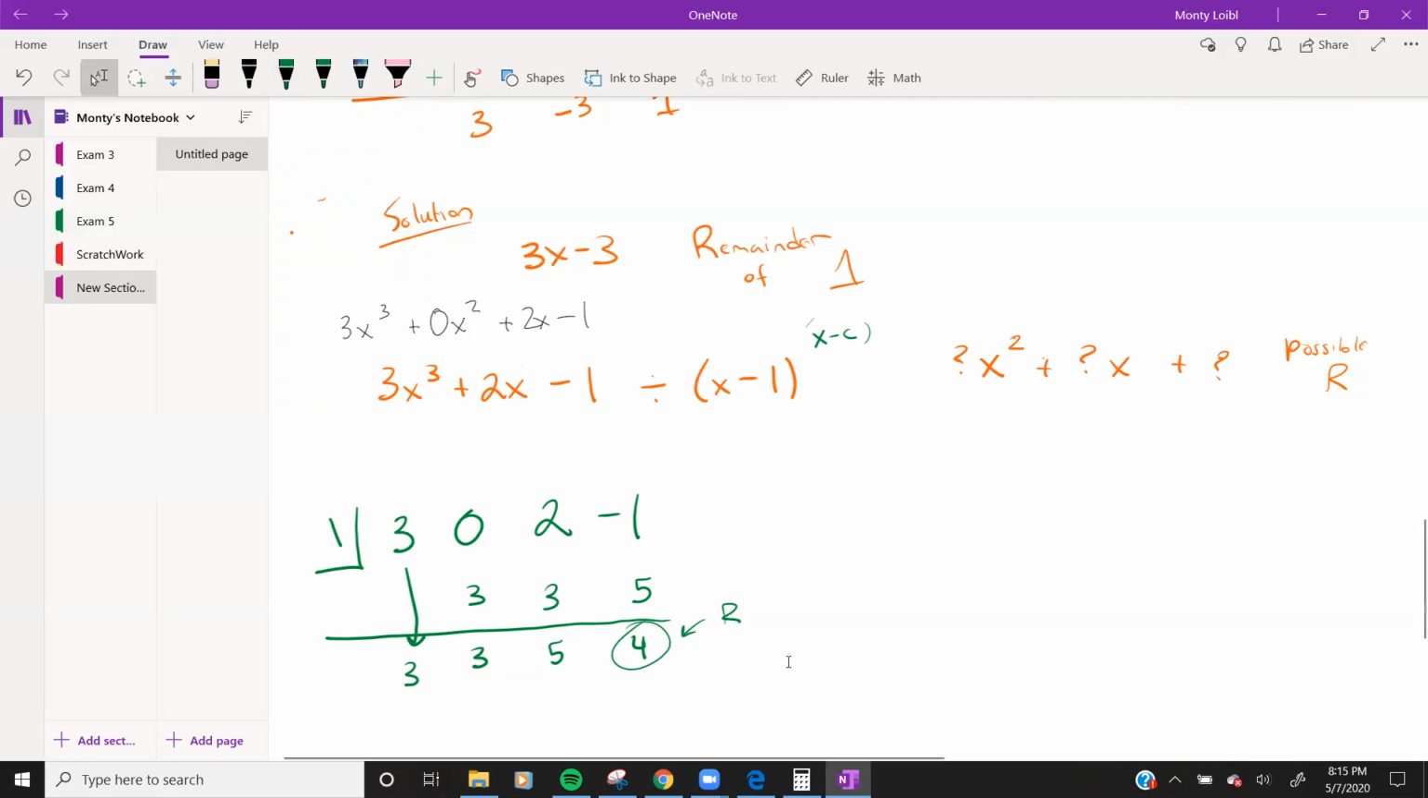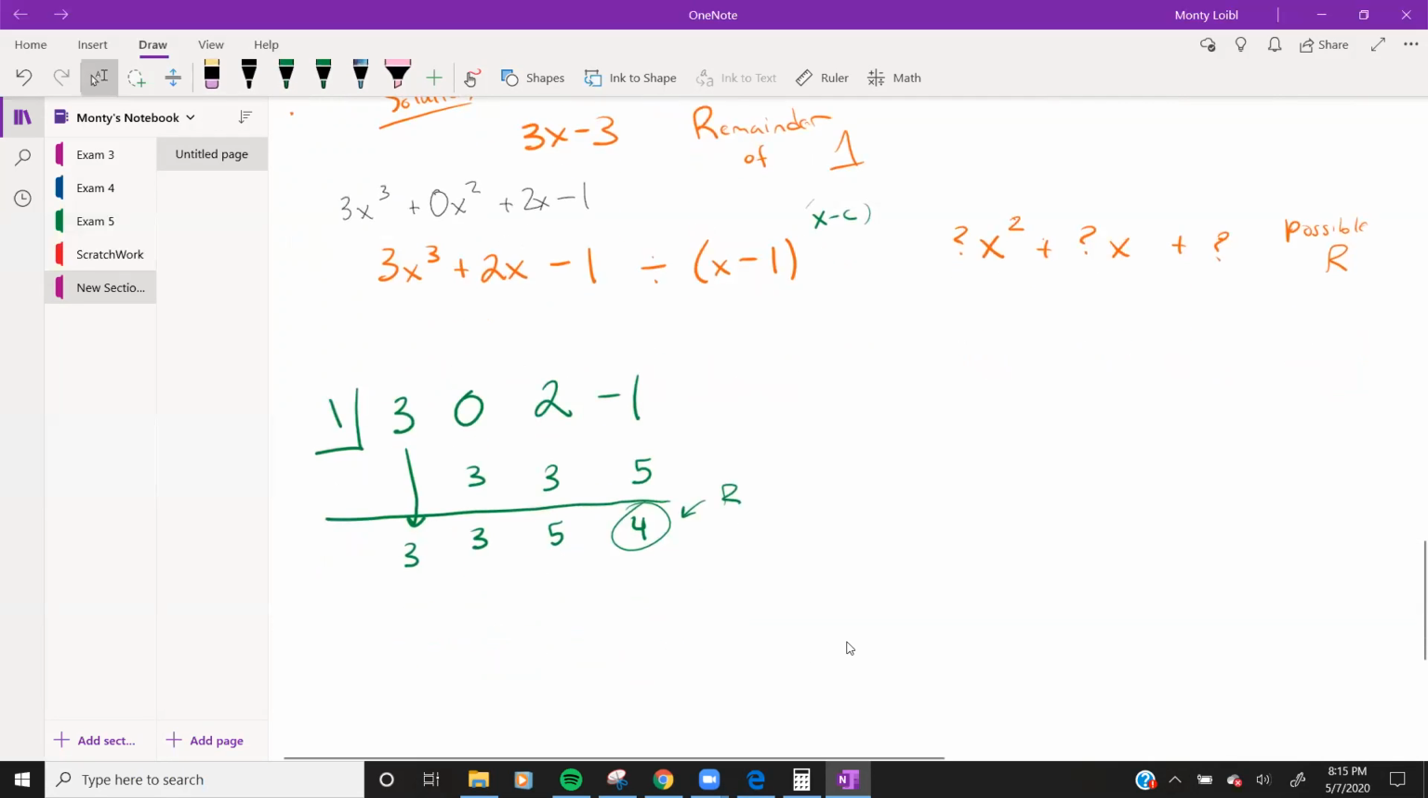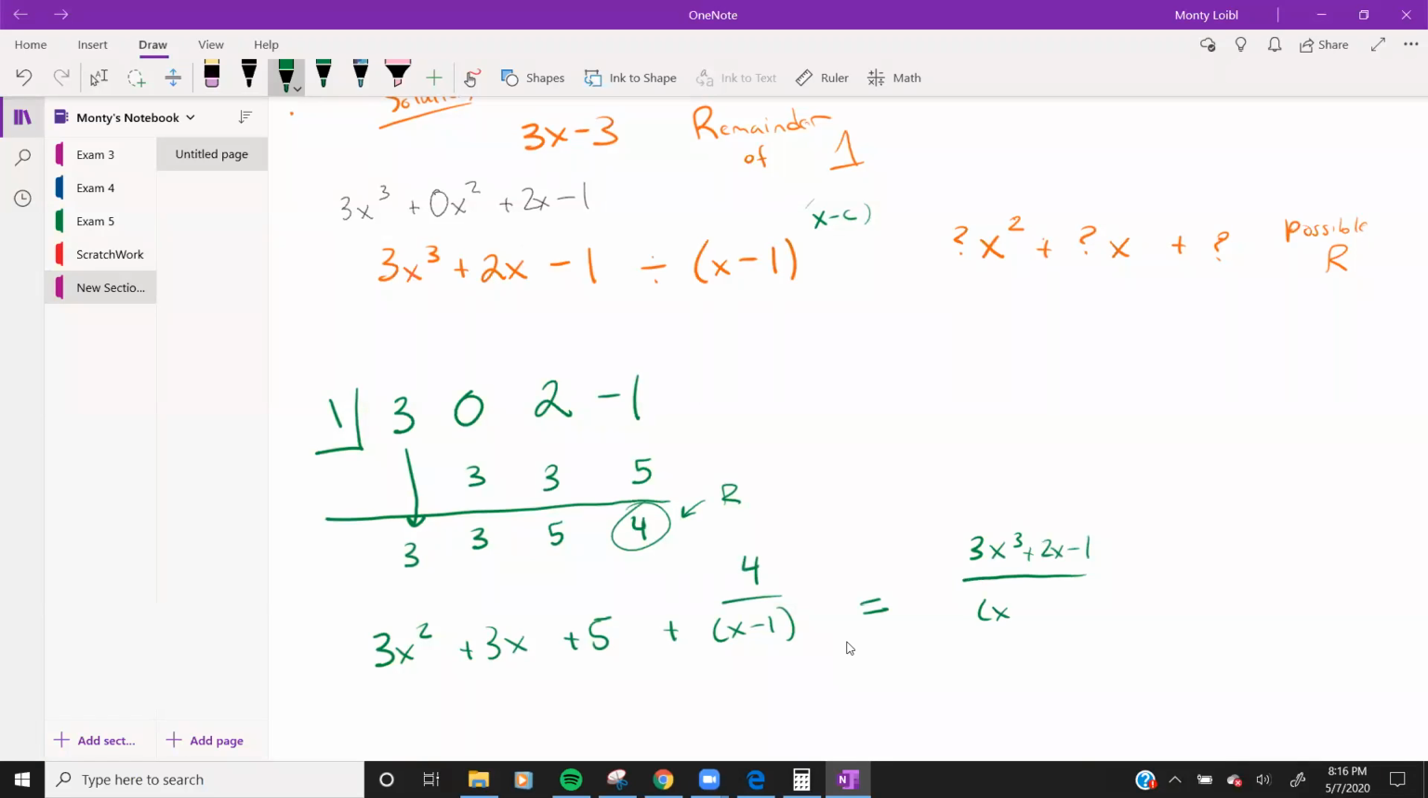So that means our quotient, I'm going to scoot down just a little bit, is going to be 3x squared plus 3x plus 5 plus our remainder term, which is 4 divided by our divisor, right? So this is equal to this polynomial long division problem, where we divide, or actually here, let's write it like this. 3x cubed plus 2x minus 1 divided by x minus 1.